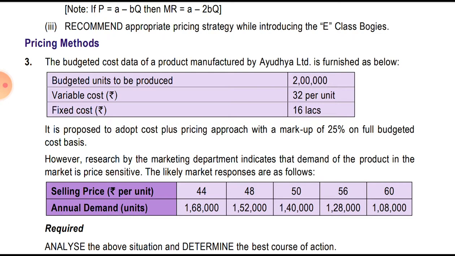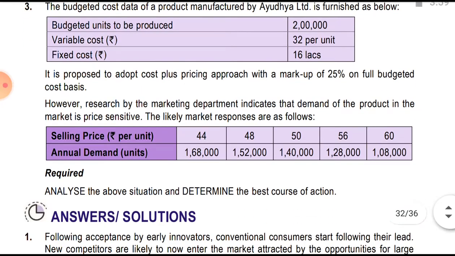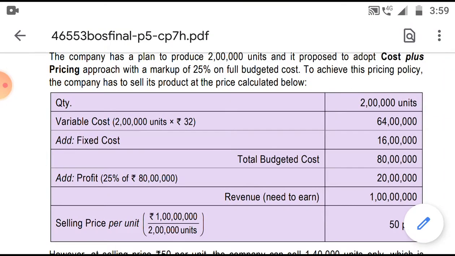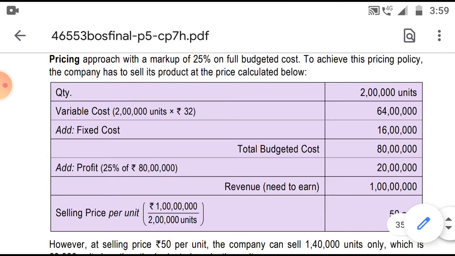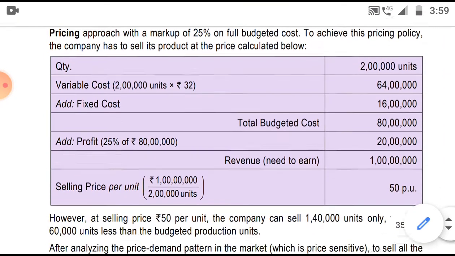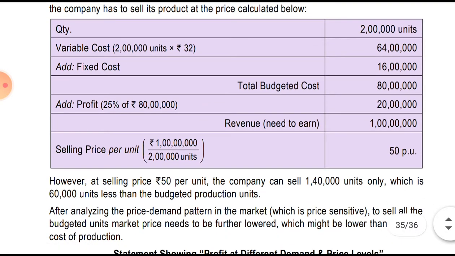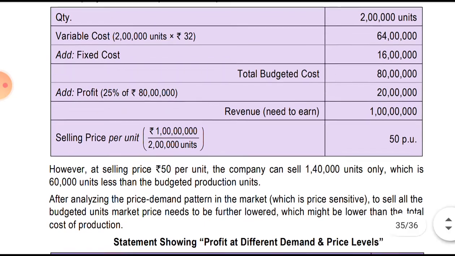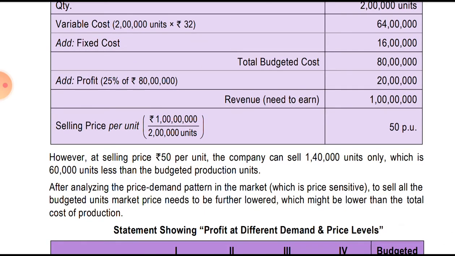Then add 25% margin on the fixed cost, so we'll get the selling price, and then divide by 2 lakh rupees. Okay, this we'll see in the calculation. See, quantity 2 lakh, variable cost is 2 lakh into 32 is 64 lakh, fixed cost is 16 lakh, total is 80 lakh rupees, total budgeted. We will add 25% of 80 lakh, as they have given 25% of the cost, so 20 lakh. Total revenue is 1 crore, and selling price will be 1 crore divided by 2 lakh, that is 50 per unit.